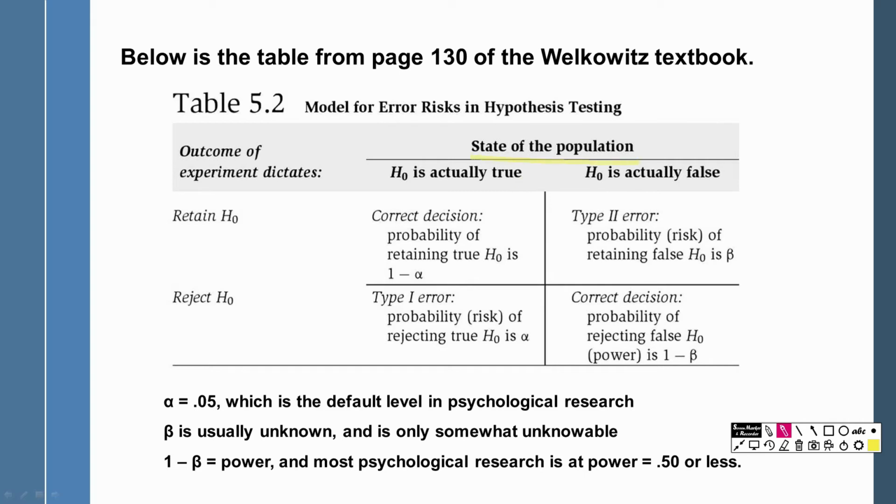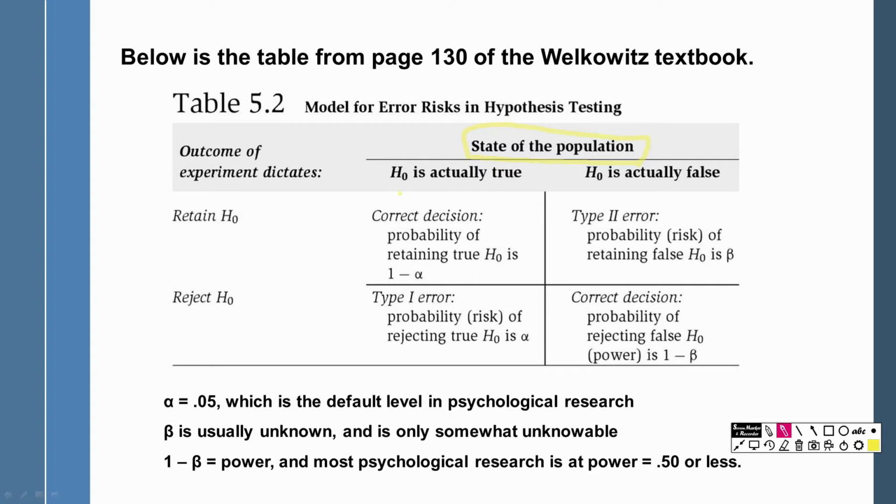So up at the top, we see the true state of the population. Now, if we knew what the true state of the population happens to be with respect to the treatment that we're studying, there would be no need to do the study because we'd already have the answer. So a table like this is kind of deceptive in the sense that we don't actually have access to this information about the true state of the population, but we act as if we do.